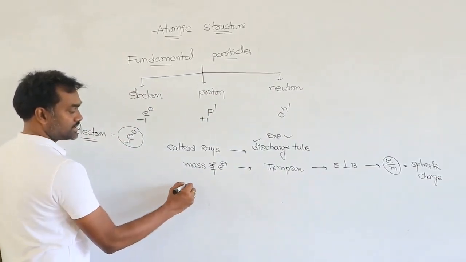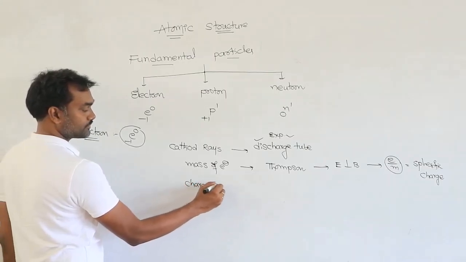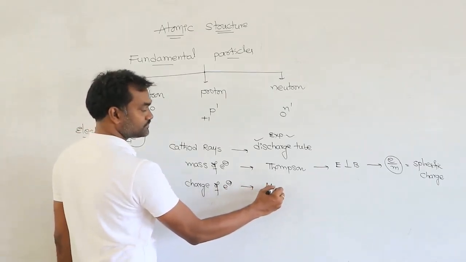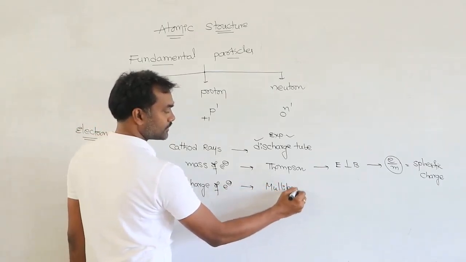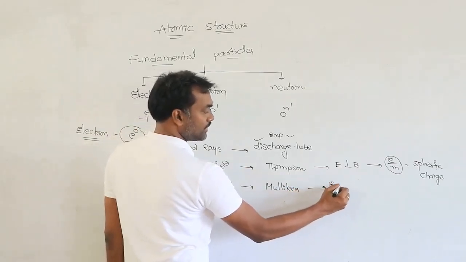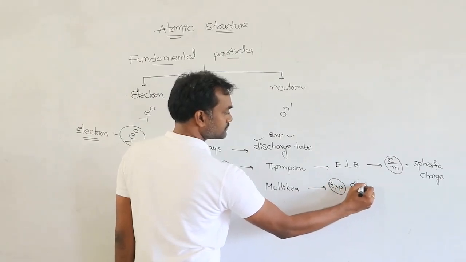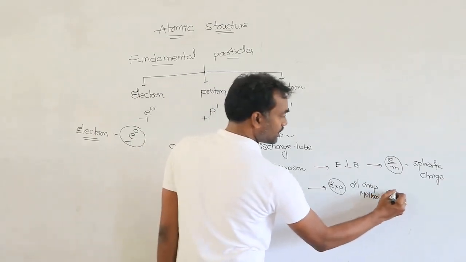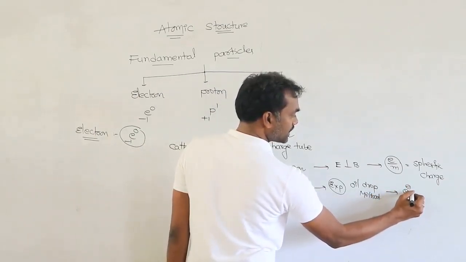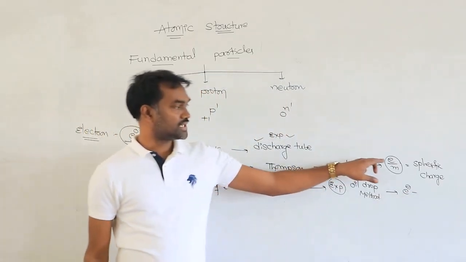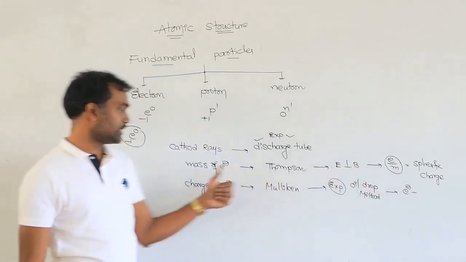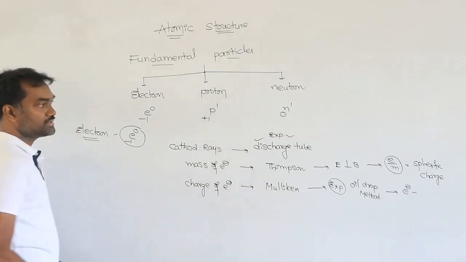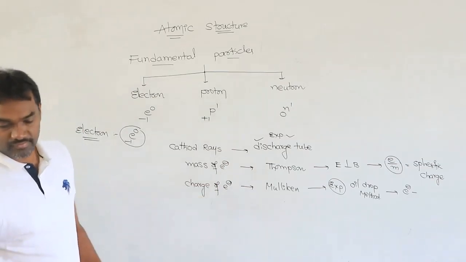Next, the charge of the electron. The charge of the electron was identified by the scientist Millikan using the oil drop method. Here the charge is known and the e by m value is known, so simply by using these he identified the mass of the electron. Next, we will see how much the charge is.